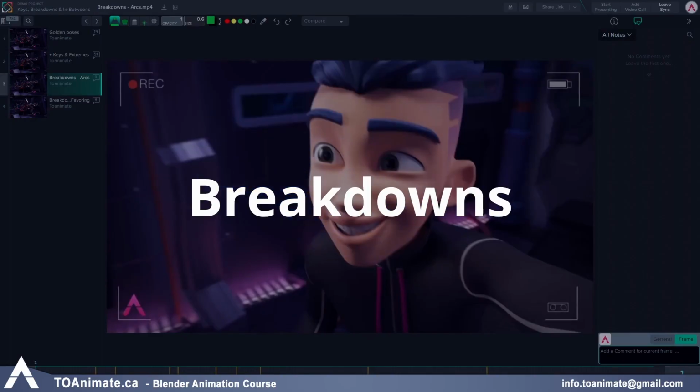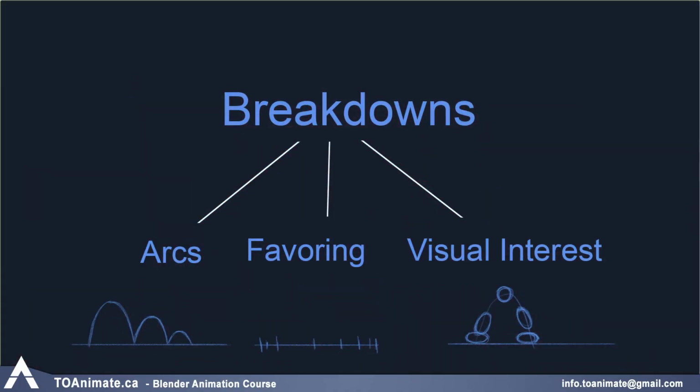Breakdowns are helper poses situated between keyframes, and they describe how the character or their body part gets from one key pose to the next key pose. However, they don't have to be exactly in the middle of the two key poses. Breakdowns play several roles, but these are the most important ones: arcs, favoring or eases, and visual interests. So let's talk about arcs first.